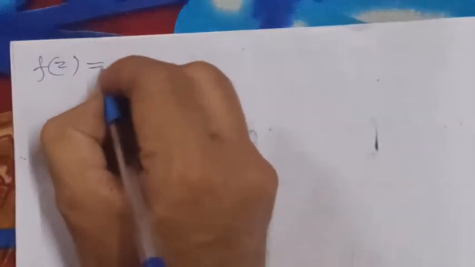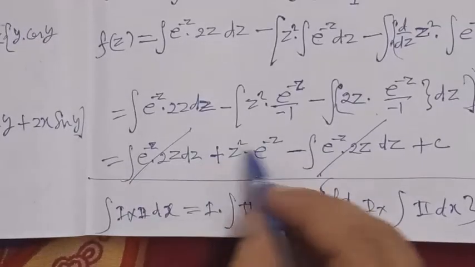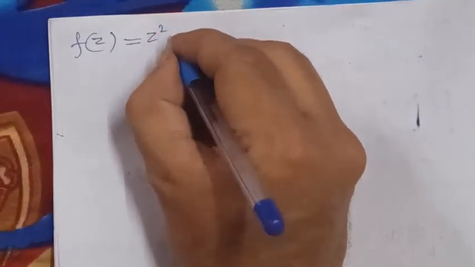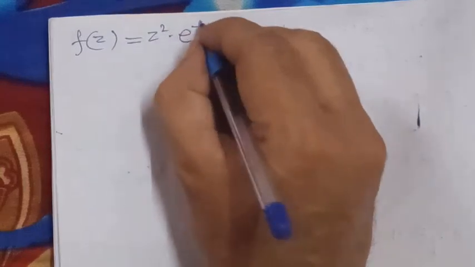We have to find the value of the analytic function f z, which is equal to z square e to the power minus z plus c only. This is our solution to this problem. It is z square e to the power minus z plus c.